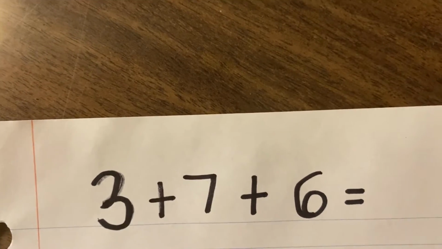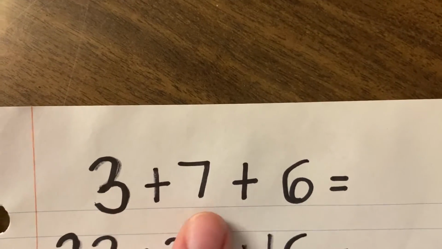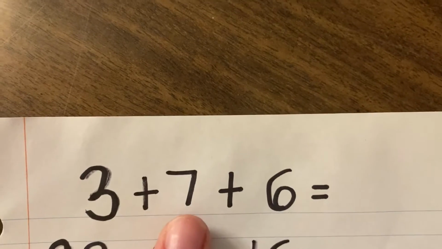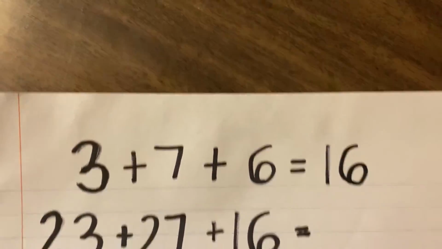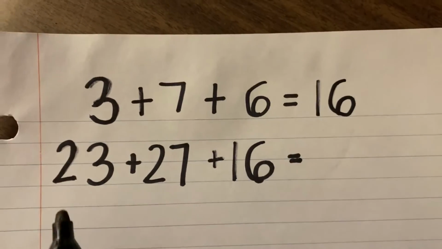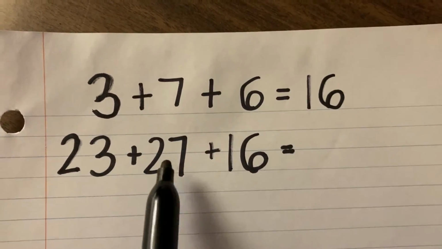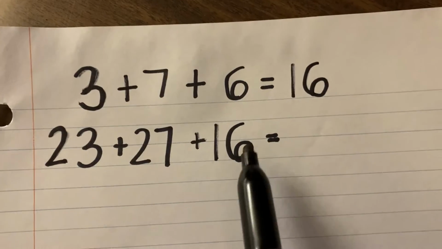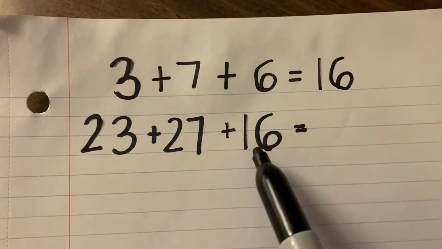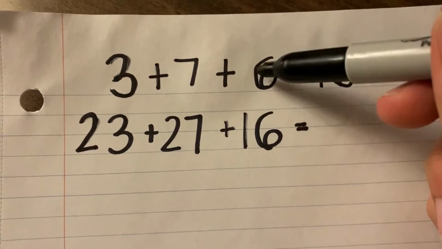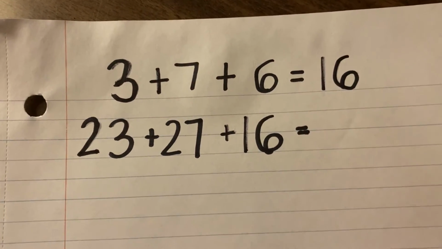All right, so we may have solved this problem as 3 plus 7 equals 10, and then 10 plus 6 equals 16. I have another problem underneath it. This time we have 23 plus 27 plus 16. Go ahead and whisper with a neighbor, what's different and similar between these two problems?